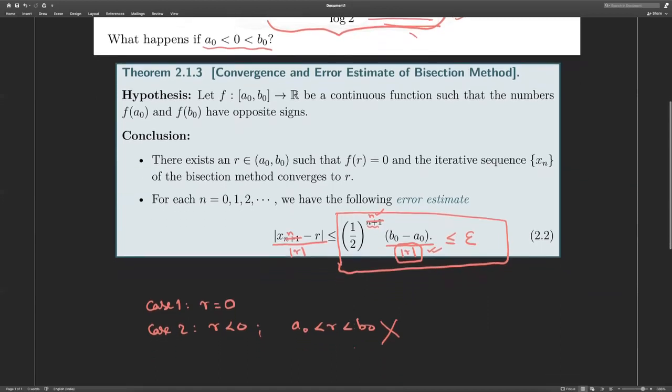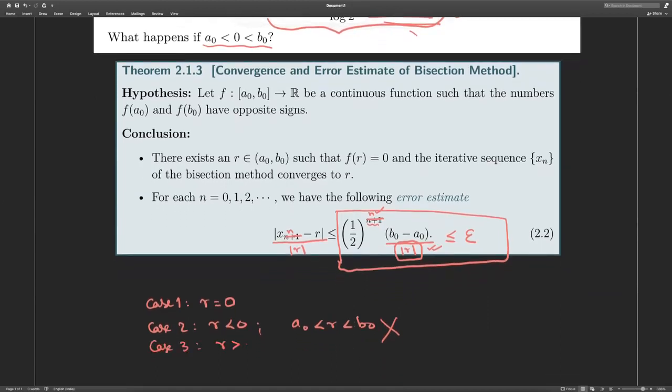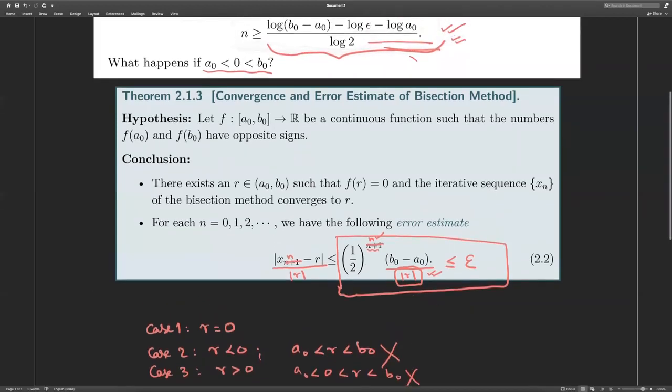Now take case 3, where R is strictly greater than 0, in which case you will have A naught less than 0, less than or equal to B naught. In this case also, obviously, the inequality cannot go through, because the step where we try to eliminate R will not go through. Therefore, in all these 3 cases, we cannot obtain such an estimate for n when A naught is less than 0. So you have to properly write these arguments and complete this problem.